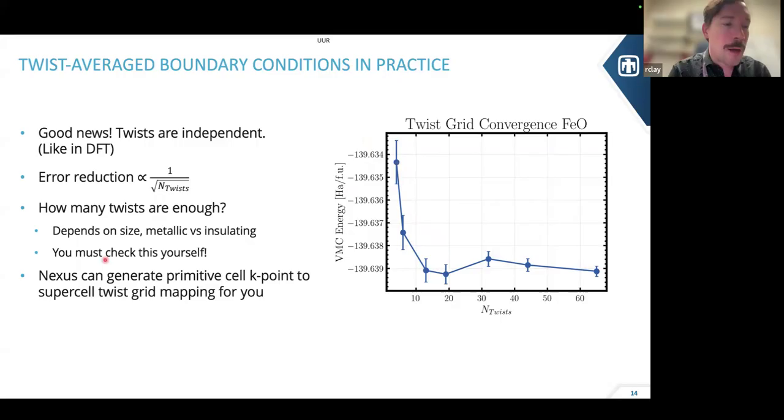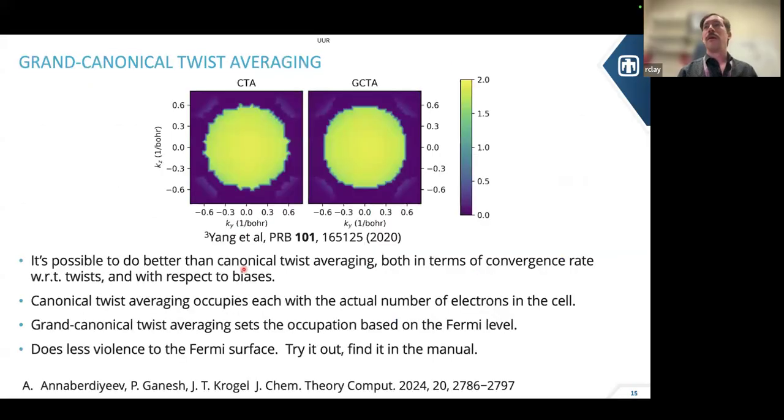And then of course, Nexus is really nice for this. I used to do this by hand. It's not that crazy to do based on the way the code is set up, but in terms of doing these calculations in a primitive cell, and doing the twist grid in a supercell using symmetries, it's way better than it was.